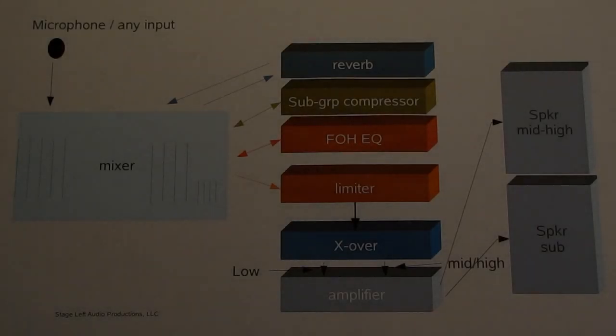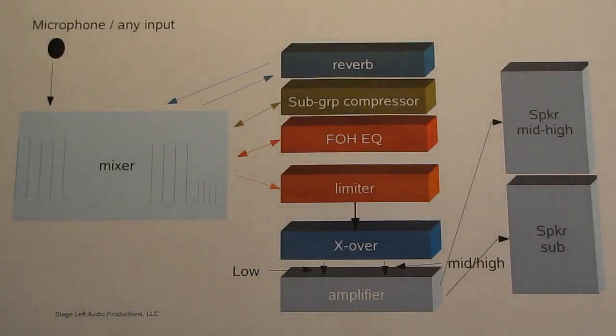Everybody, Stage Left Audio Productions, and we're going to be looking at the simplified signal path on an analog board for a reverb and for subgroups over into a limiter, crossover into an amplifier, and ultimately out to the speakers. The rest of the video shows the actual live equipment, but thought that a sort of a picture diagram of what we're actually doing would help out when you're watching the video.